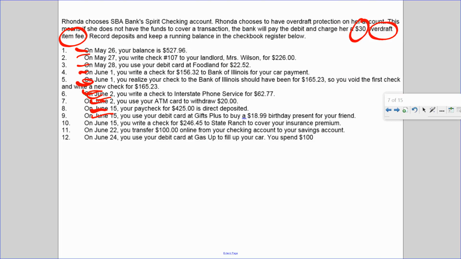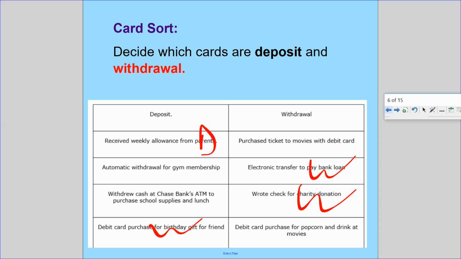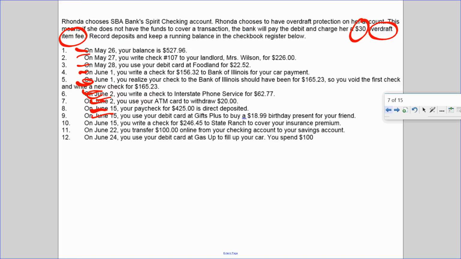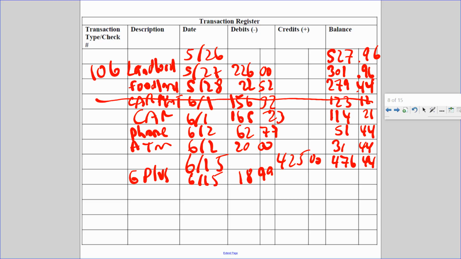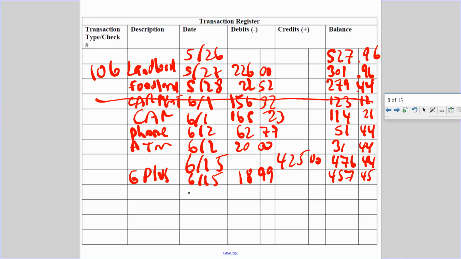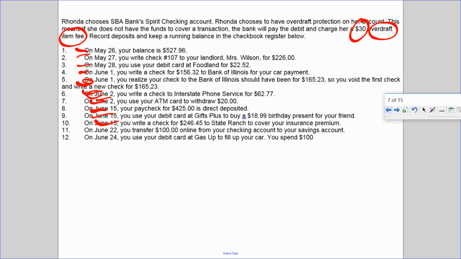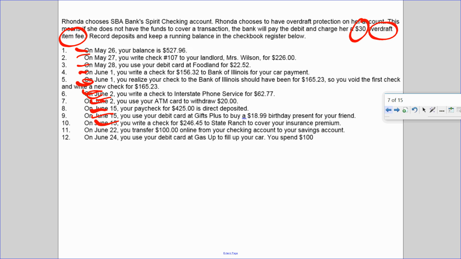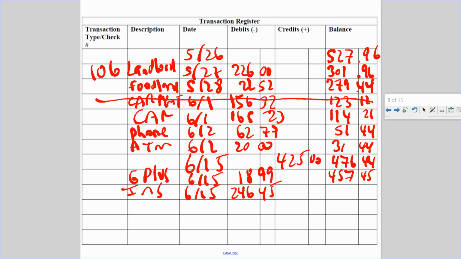On June 15, you use your debit card at Gifts Plus. And how much money did we spend at Gifts Plus? $18.99 for your friend. Well, luckily I got paid, because I would not have been able to afford that. Minus $18.99. Now I have $457.45. On June 15, you write a check. So let's list it. June 15, I wrote a check for $246.45 to State Ranch for my insurance. Insurance minus 246.45, and that leaves me with exactly $211.